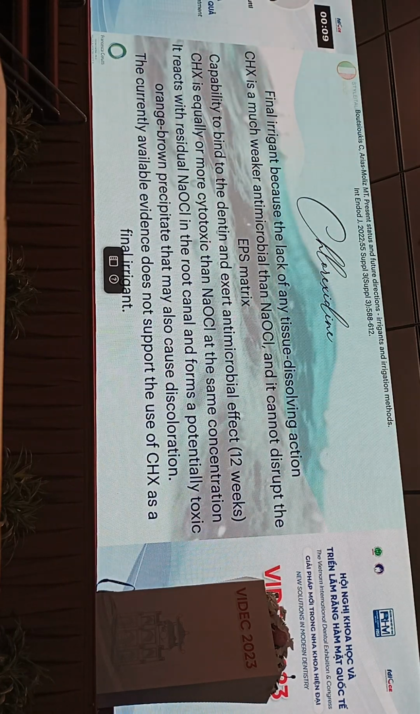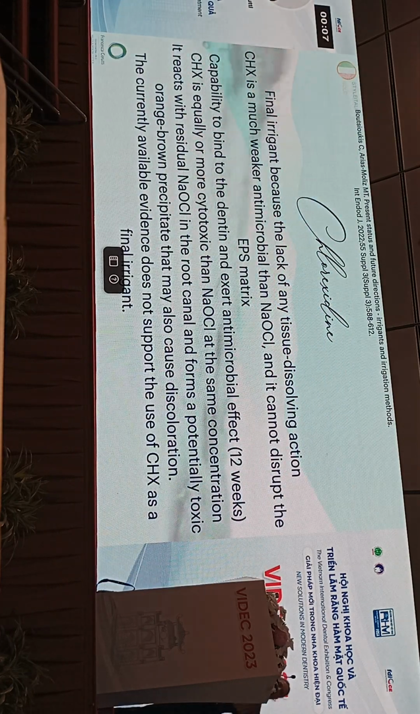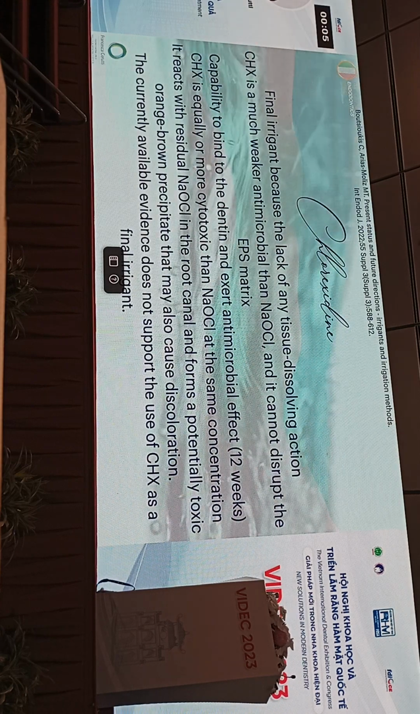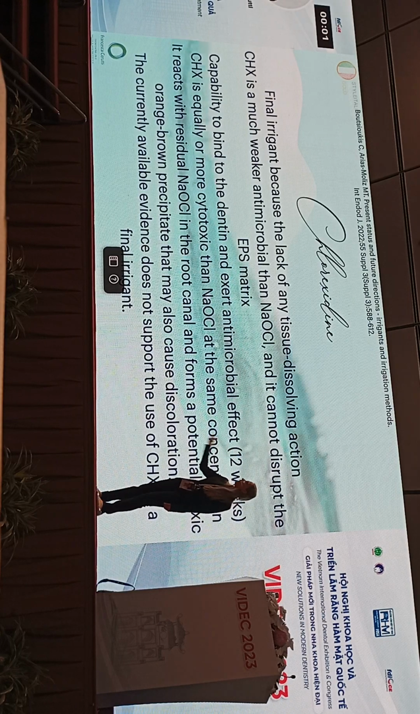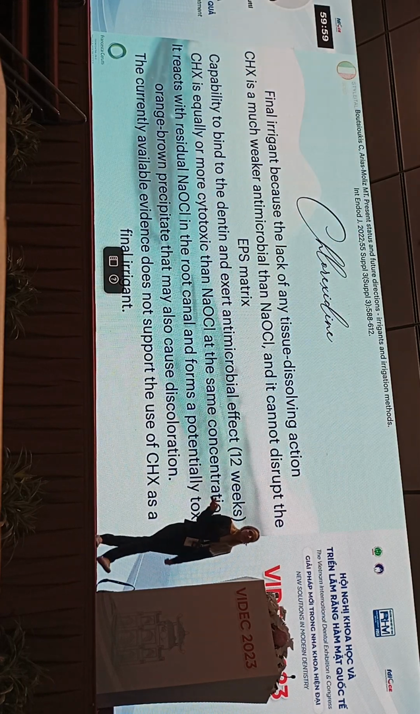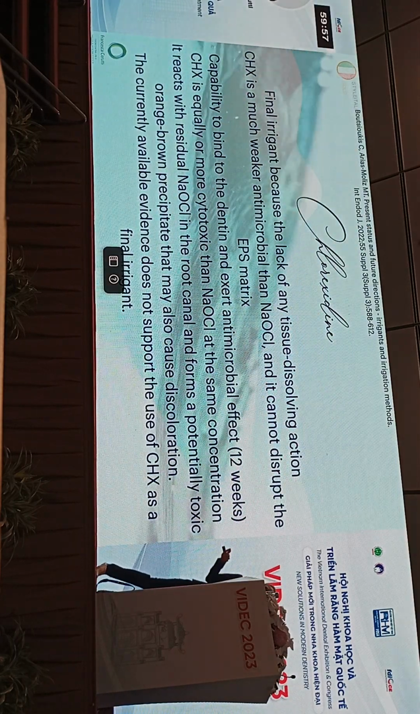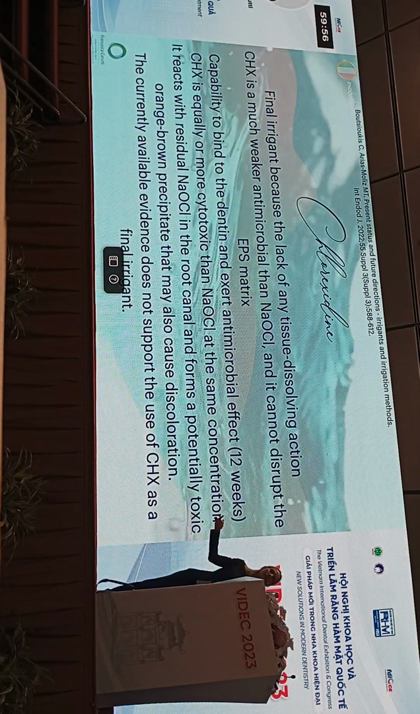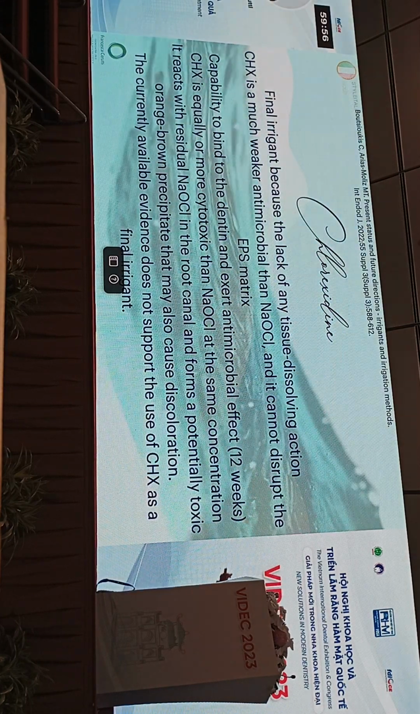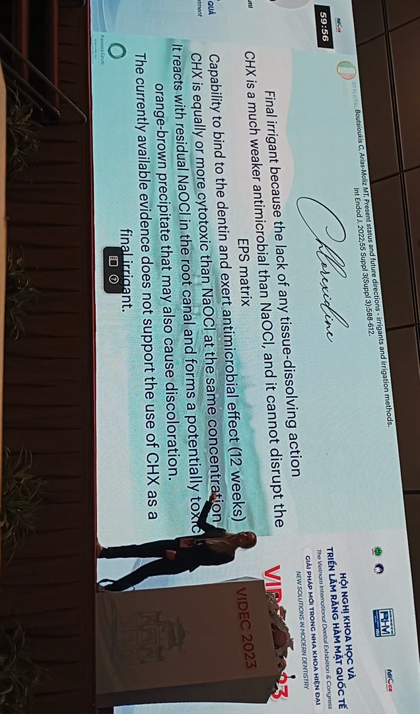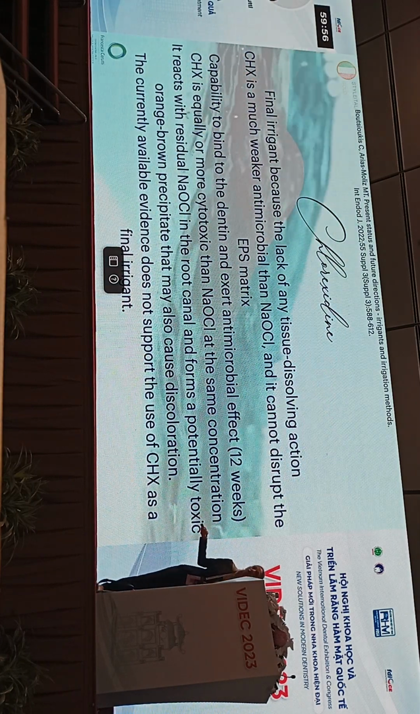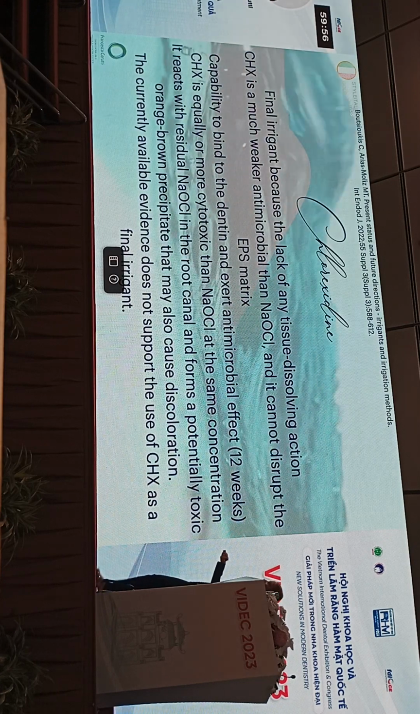What about chlorhexidine? It is not advised anymore because it lacks tissue dissolving ability. It reacts with sodium hypochlorite and creates an orange-brown precipitate that is going to stain the dentine. And so we are not using it anymore. Your final irrigation is EDTA, sterile water. If you want to use sodium hypochlorite again, use it.